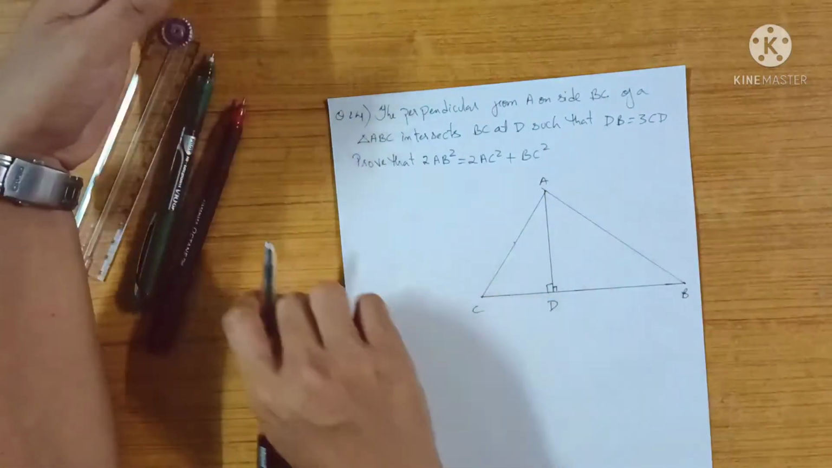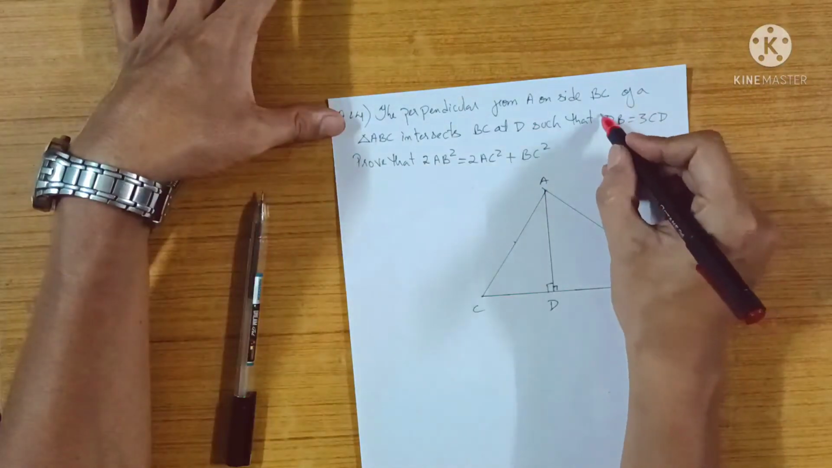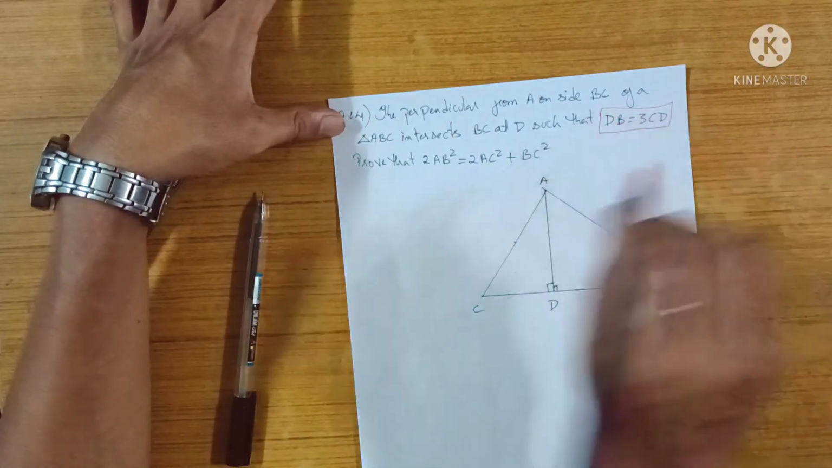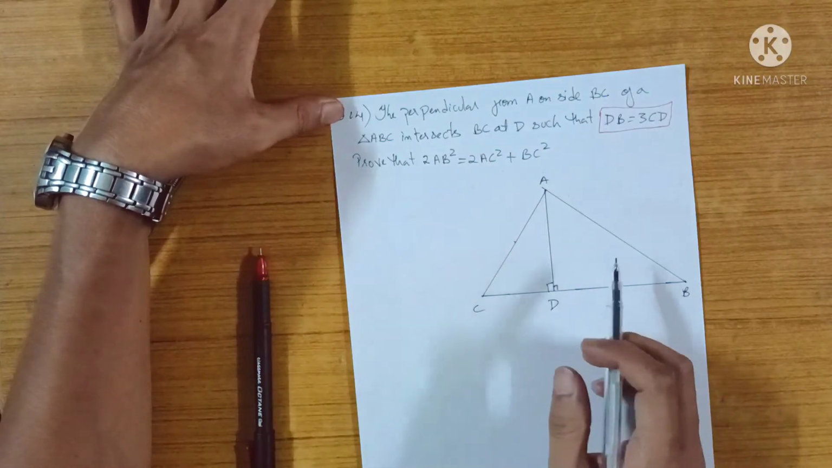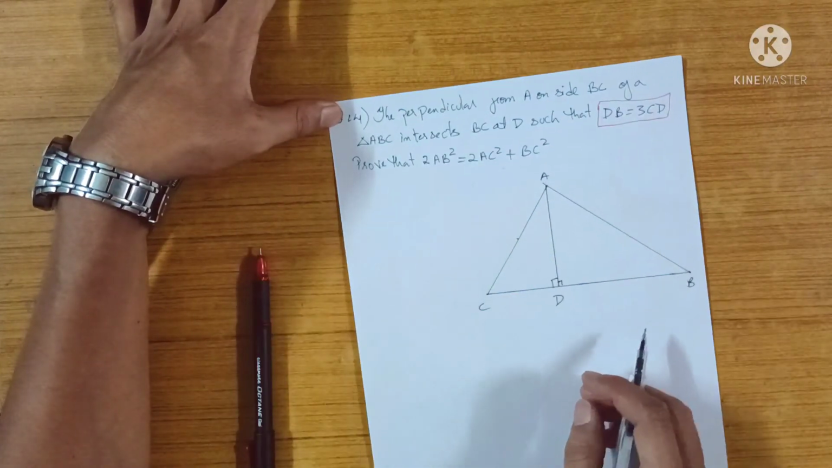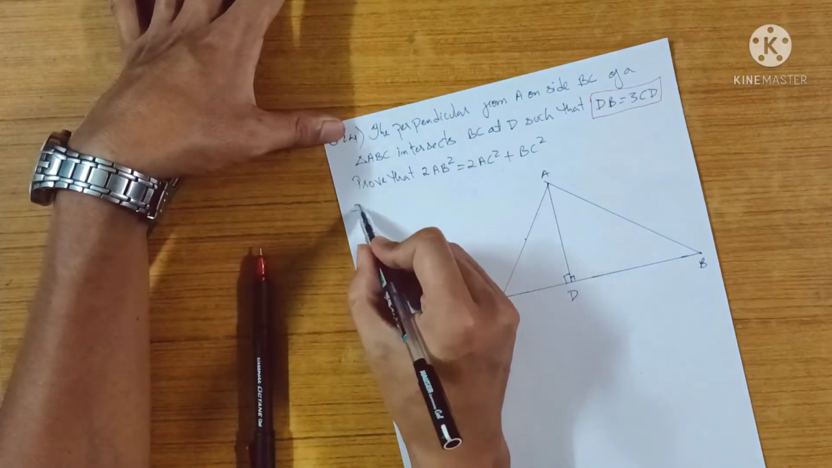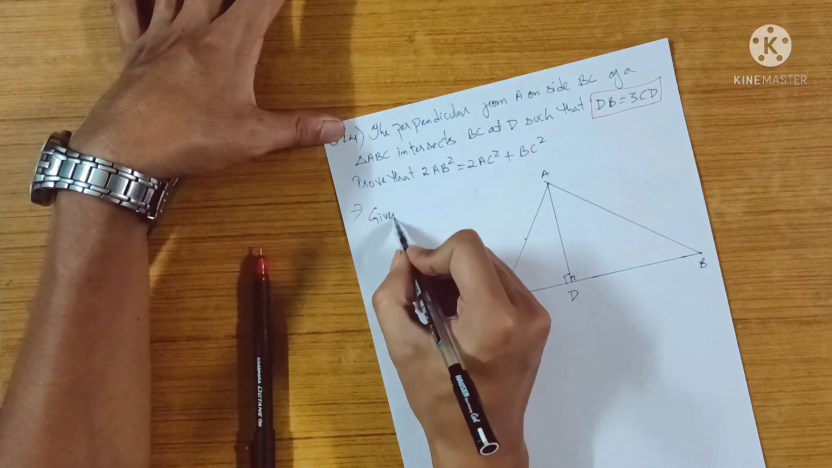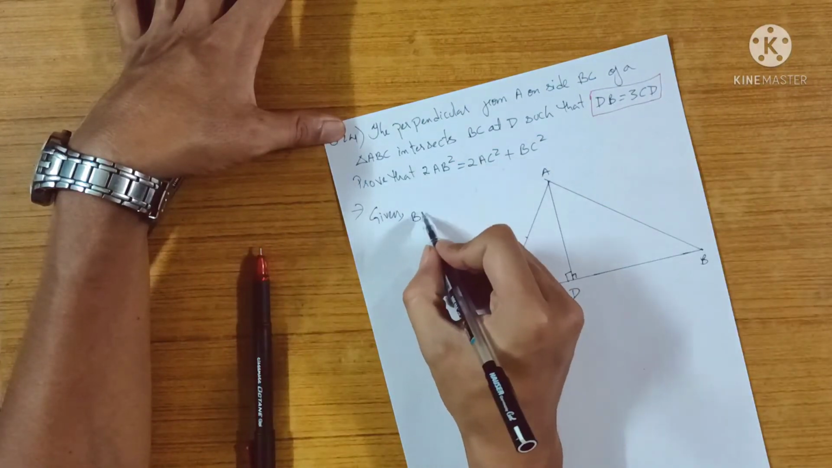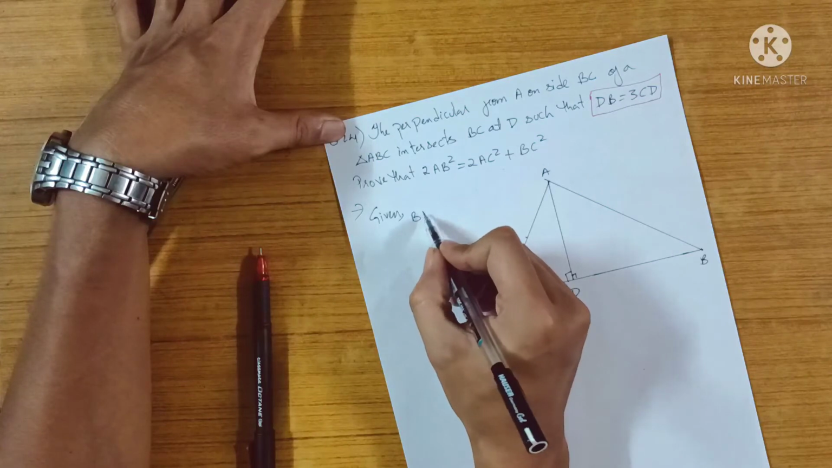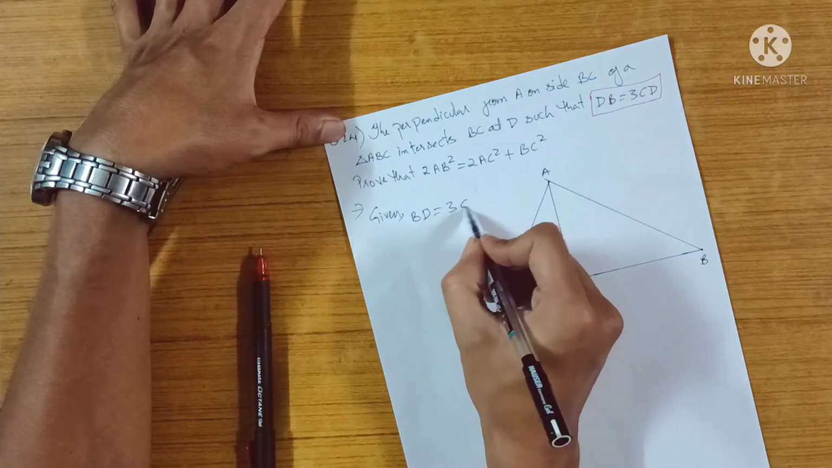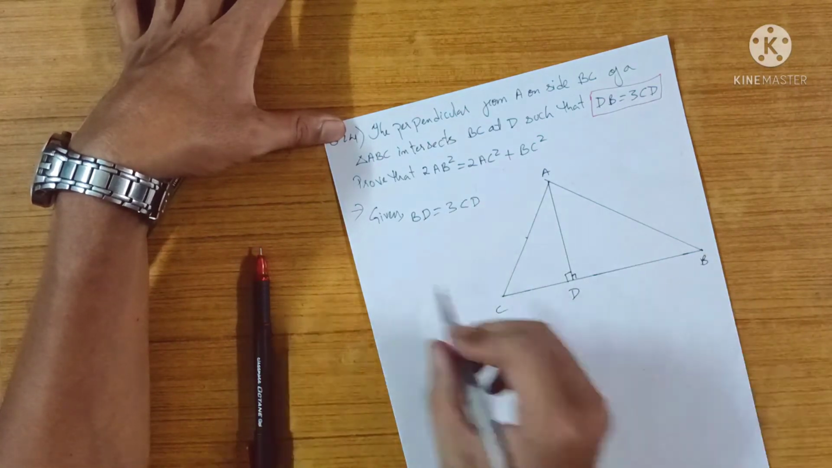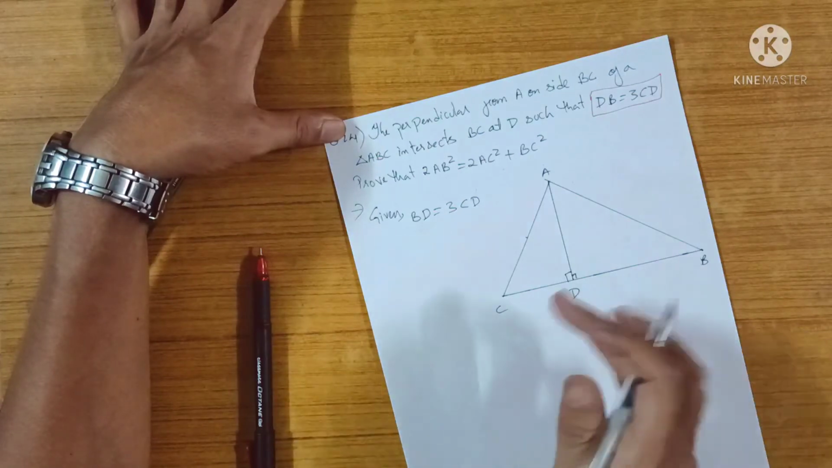Such that this is the main information they have given us. BD equal to 3 times CD. Okay, let's keep that in mind. We have to prove this. Yes. So let's write by given, because that is important. BD or DB, same thing, equal to 3 times CD. Okay. Now let's use Pythagoras theorem in.